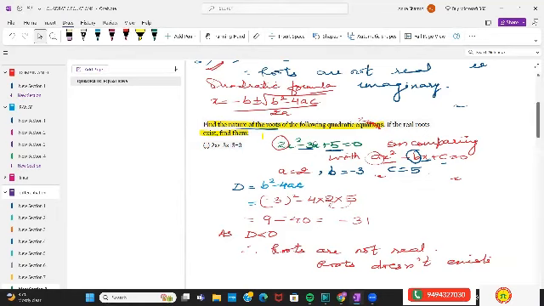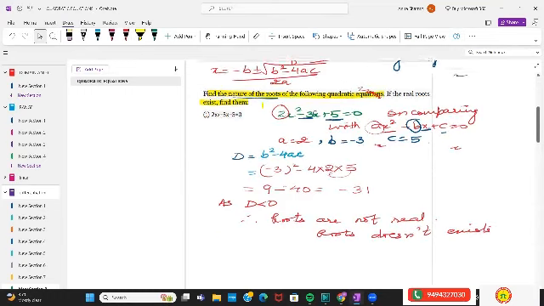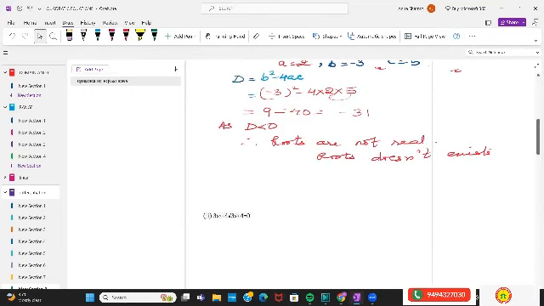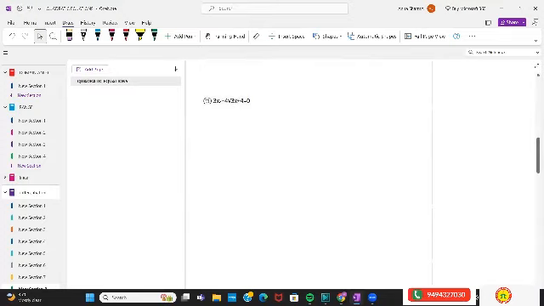Okay. Now the next question is 3x square minus 4 root 3x plus 4 will equal to 0.